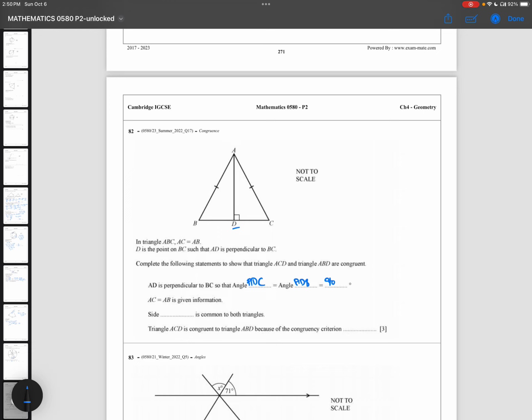So now AC is equal to AB. This is given information. Side AD is common to both triangles. We can see that this side AD is common in both the triangles. The triangle ACD is congruent to triangle ABD because of the congruency criterion. Now, two sides are equal and one angle is equal, so the congruency criterion is side angle side. AD is a common side, it's equal, and AB is equal to AC given in the question. Angle ADC is equal to angle ADB, 90 degrees.